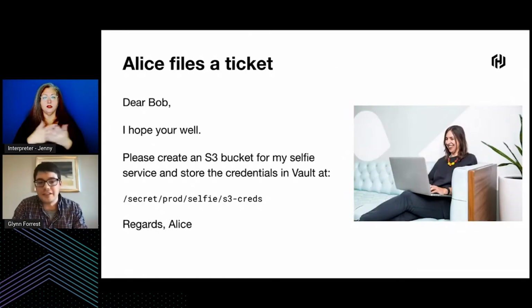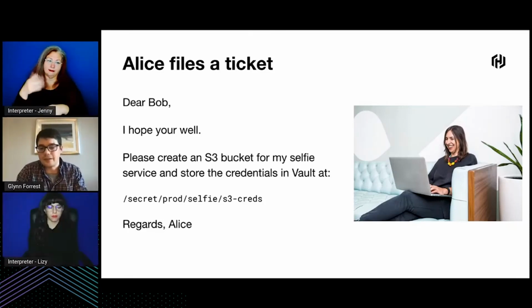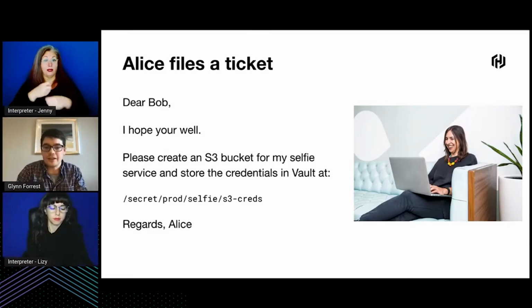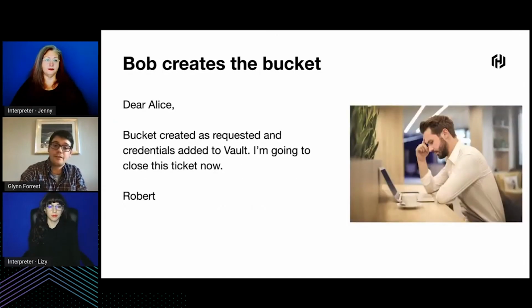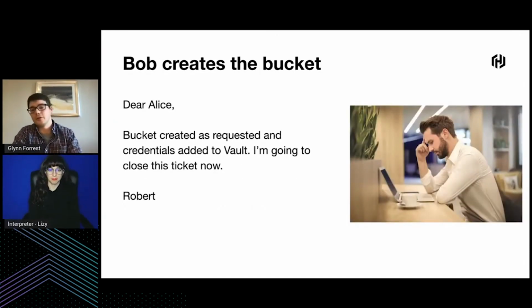So Alice sends in her ticket and she says, okay, please, can you create me an S3 bucket for my selfie service and store the credentials in Vault? And here's the path that I'd like them to be stored. So all seems well. Bob creates the bucket and then he adds the credentials into Vault, closes the ticket, check.